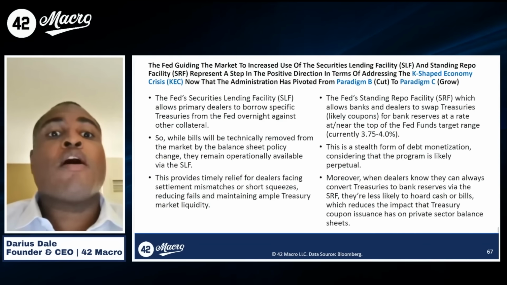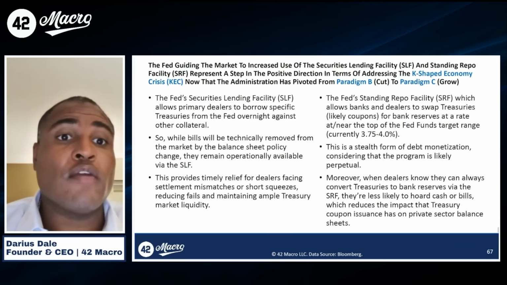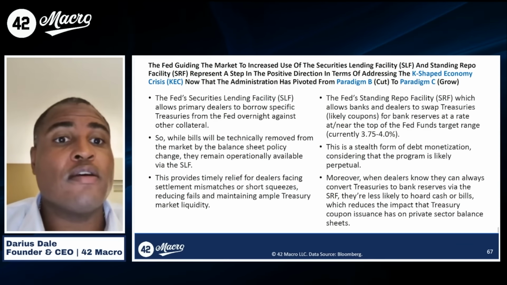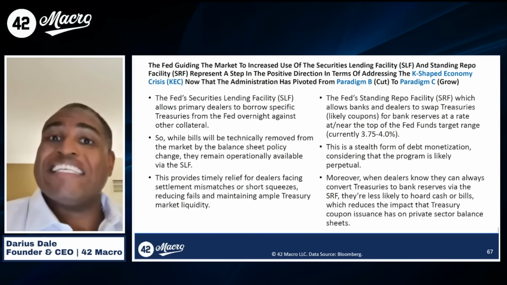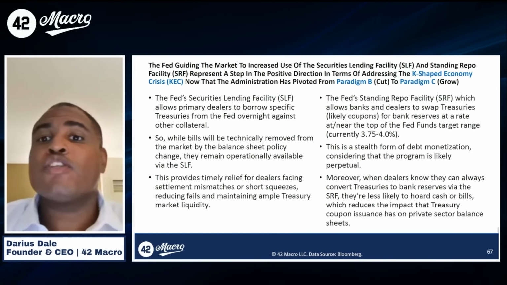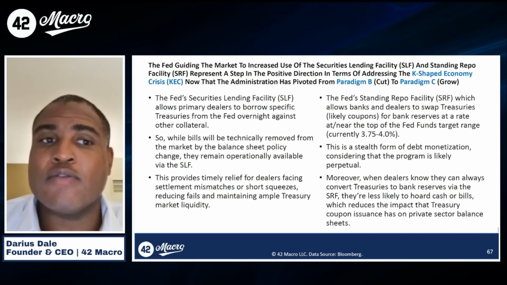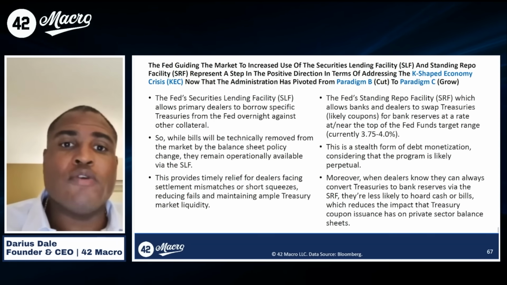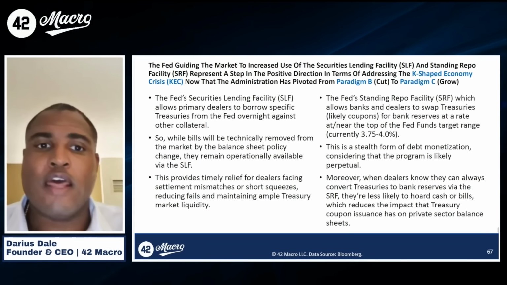The Fed guiding the market to increase use of the securities lending facility and standing repo facility represents a step in the positive direction in terms of addressing the K-shaped economy crisis. Now that the administration has pivoted from paradigm B, which is the cut phase, which is what we really need and probably won't ever get until there's a significant crisis, to paradigm C, which is what they've chosen and what the American public has chosen, is grow. So we talked about how the SLF essentially will allow the Fed to warehouse bills on its balance sheet, but obviously lend them back out at high quantities.